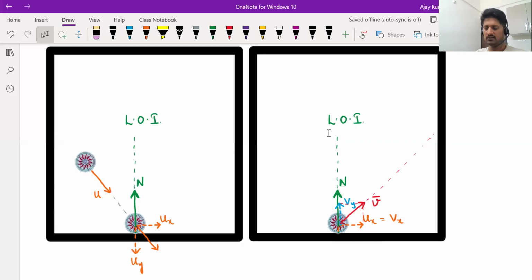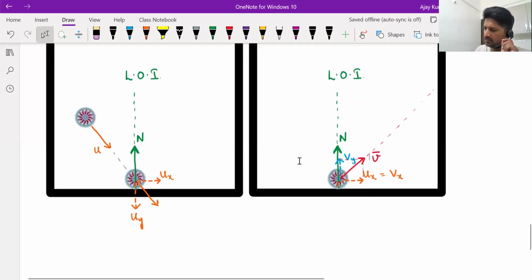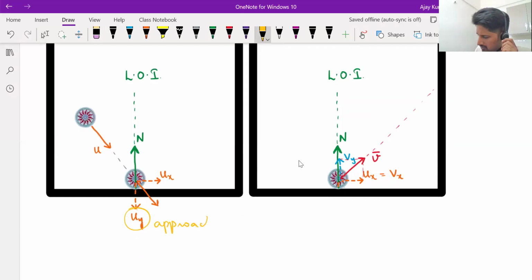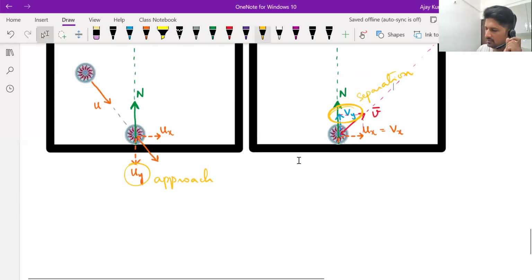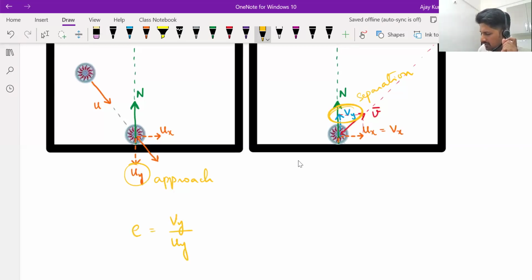That's all. So along the line of impact, this Y component is the speed of approach, and this final Y component is the speed of separation. You know these two are related by the coefficient of restitution. So we can write e equals speed of separation, Vy, divided by speed of approach, Uy. From this you can get the Y component of the final velocity. Once you do that, you know the final velocity completely. That's all.